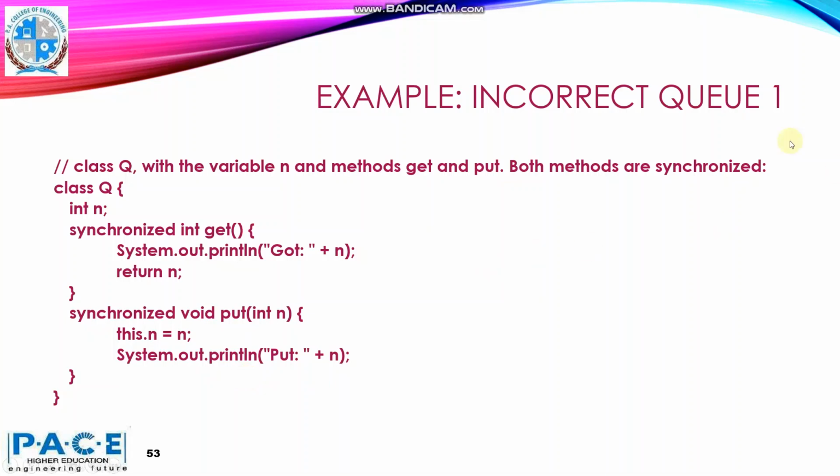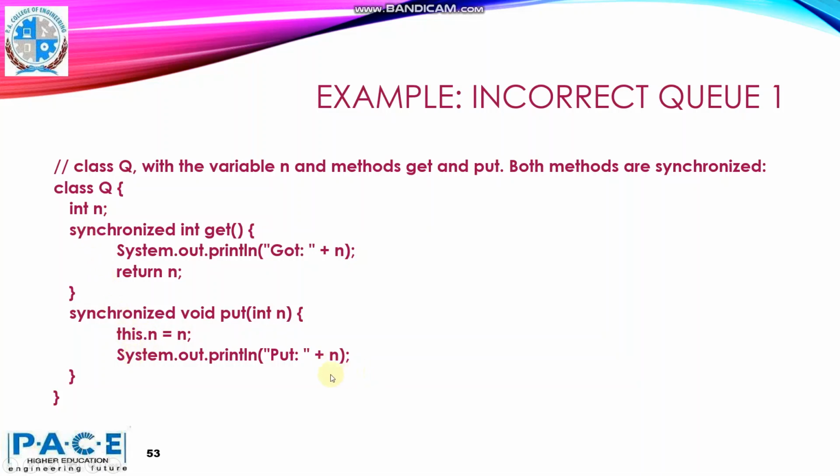So I hope things are clear that we have a class Q which has a data member N where the data is kept. There are two methods: a get method, to be used by the consumer thread, which prints "got N" and returns the value of N. And there is a method put, which is called by the producer thread and is used to set the new data value to N, right?